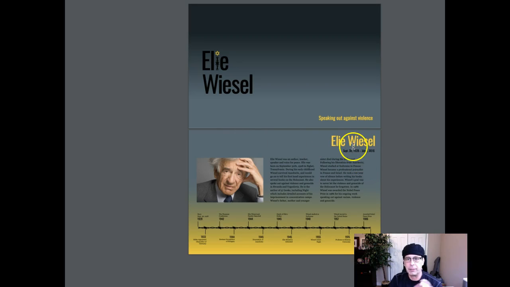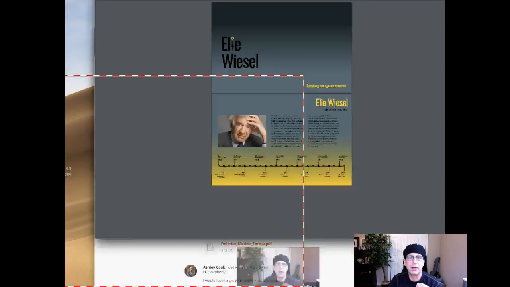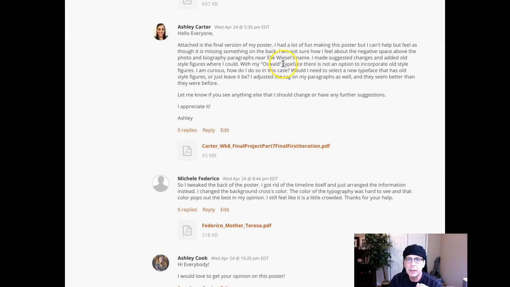I've got a couple of issues with alignment. We'll talk about that in one second. But generally, I think you're looking great. So I'm not too worried about that negative space at all. Let's go back and see above the photo and the biography paragraphs near Ellie's name. We'll talk about that because I want to talk about, again, some alignment issues.